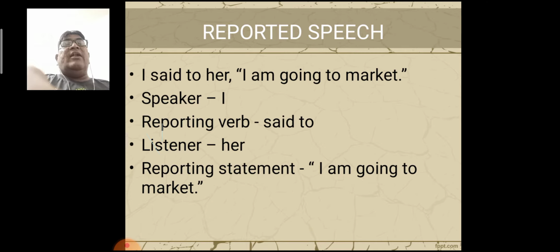We have to identify which kind of reporting statement it is, whether it is assertive. In assertive we can find two sentences, affirmative and negative, but here then also we can find some more statements. For example, questions with to be form, and one more that is called questions with WH word, right? So according to that we have to change the reporting verb.